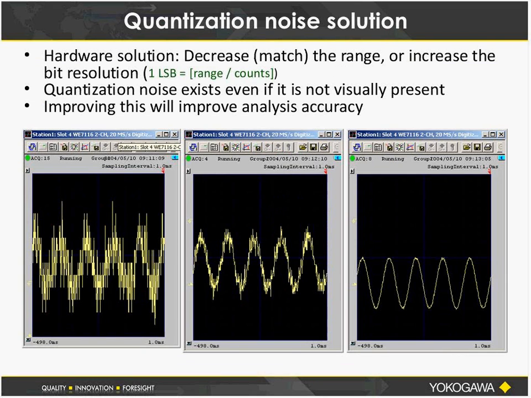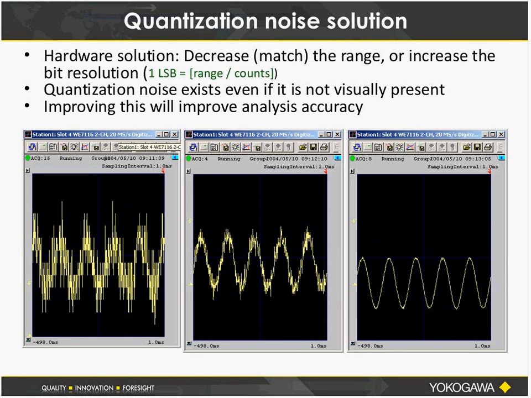So what is a good solution? Well, if you'll recall, the formula for the LSB is equal to the range divided by the counts. If we want to minimize the size of an LSB, then we either want to reduce the range or increase the counts. How do we do that? Well, the obvious thing is if you're not measuring a large voltage, then reduce the range and let the instrument's amplifier maximize the range around the signal you're measuring.